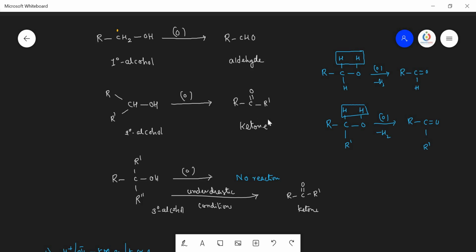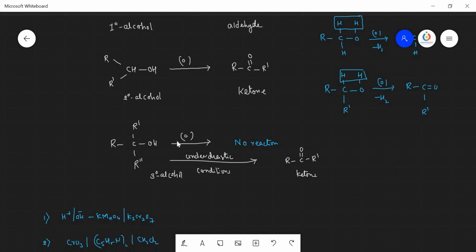Secondary alcohols always on oxidation give the ketones. Whatever the type of oxidizing agent it may be, secondary alcohols give only the ketone. Tertiary alcohols generally do not participate in the oxidation, so no product is formed. But under drastic conditions, meaning if you apply high temperature and pressure, there is a breakage of the carbon-carbon bond, which provides the ketone.